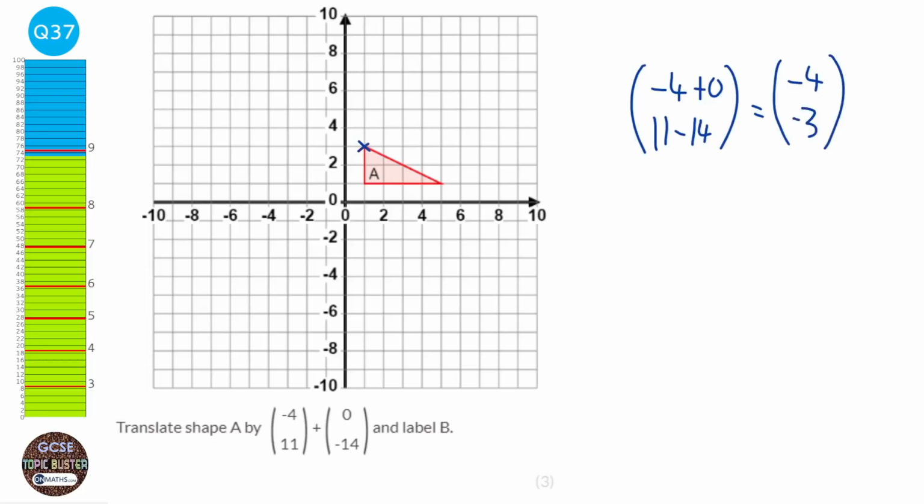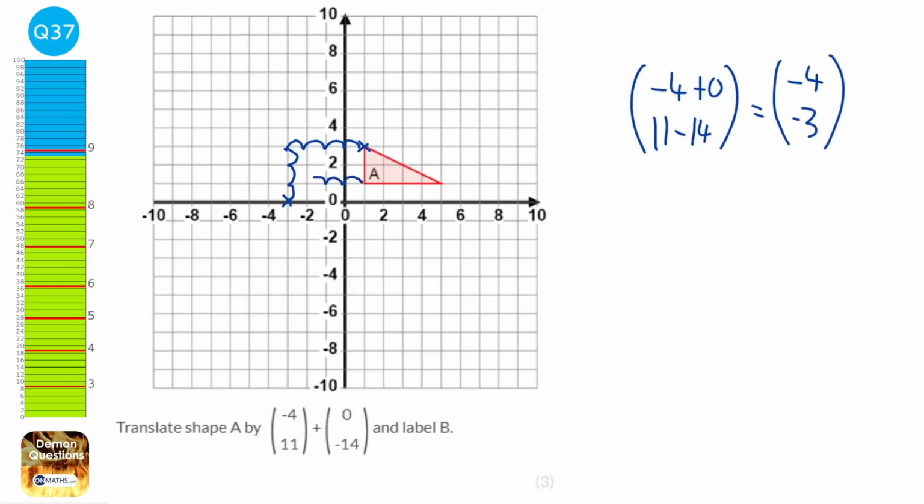Then I go pick a point on my shape, and the top one tells us how far right we're going. So we know we're going 4 to the left because it's obviously a negative. So we're going to go 1, 2, 3, 4. The bottom one tells us how far up we're going. Well, it's going to be down because it's a -3. So 1, 2, 3. And we can do that for each of the other points.